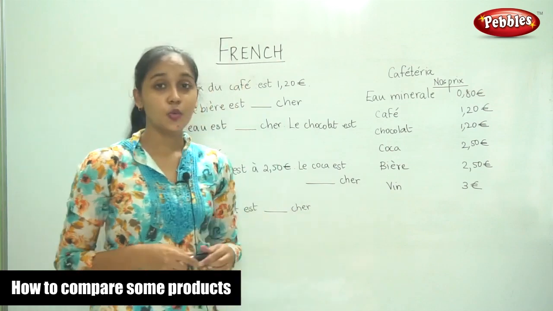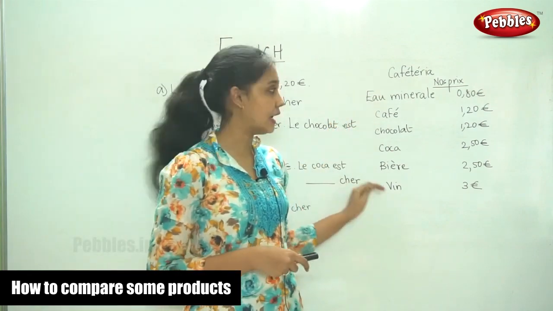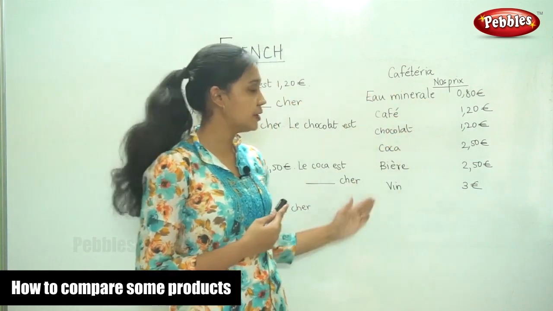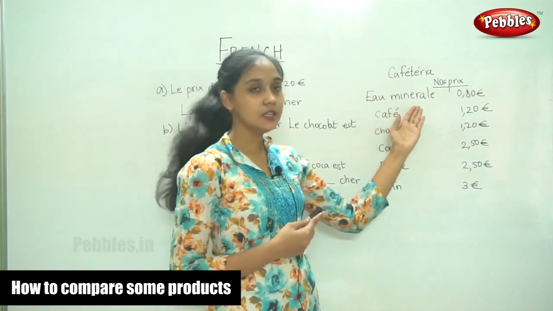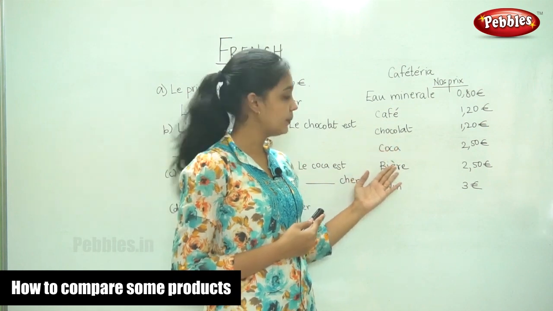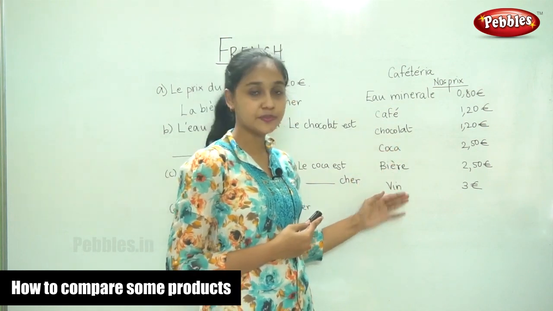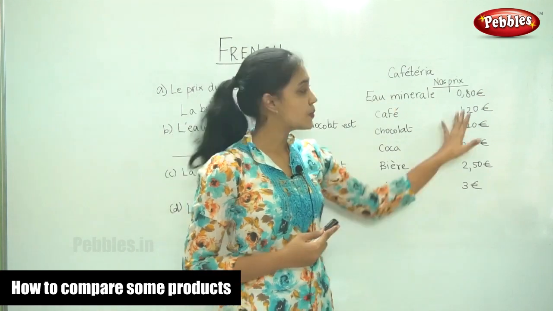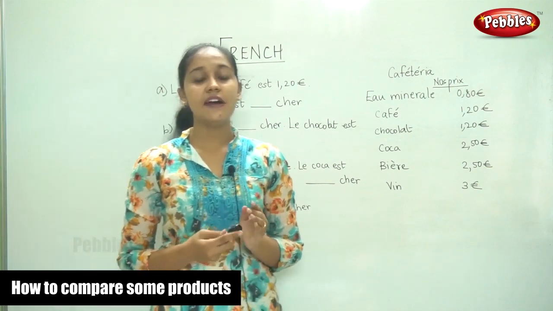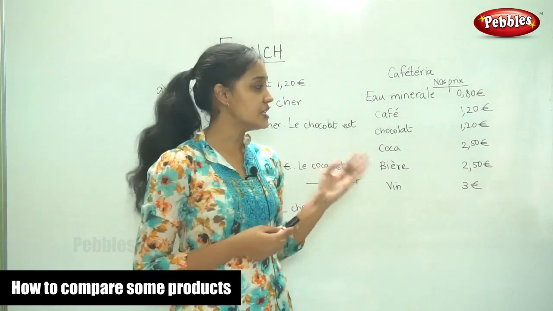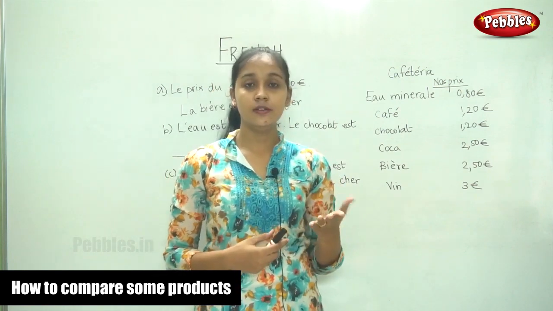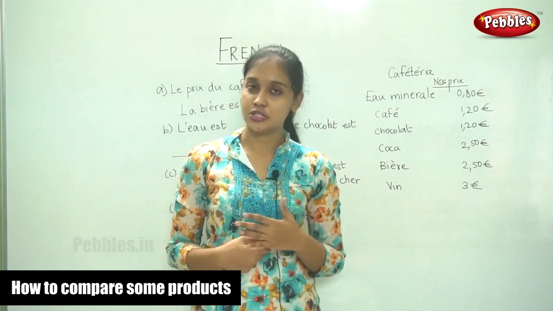So now here we have the menu card of a cafeteria and we have the prices of different products. O mineral, the mineral water, café, chocolat, coca, bière, vin. Now we have the prices of all these products. In these sentences, we have the comparison of the prices of these products. So we are going to say whether these products are plus cher, moins cher or aussi cher.